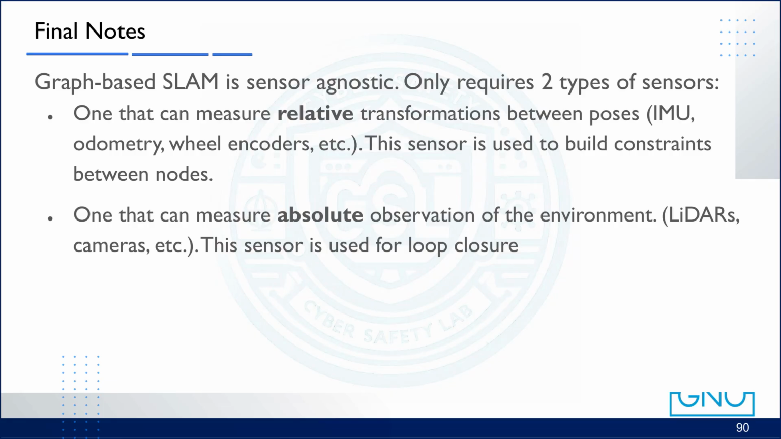To wrap up, let's talk about the sensors needed for graph-based SLAM. Interestingly, this approach is sensor agnostic, meaning it doesn't depend on any specific brand or type. It only needs two types of sensors. First, a sensor that measures relative transformations between poses, such as an IMU, wheel encoders, or odometry. These are used to connect the graph nodes. Second, a sensor that measures absolute observations of the environment, for example, LiDARs or cameras. These are used for detecting loop closure.